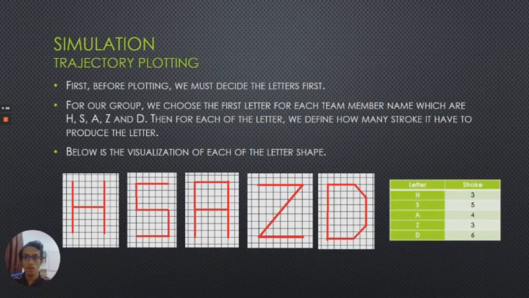Okay, so I will present to you about the simulation. First is the trajectory plotting. First we must decide the letters. For our group, we choose the letters H, S, A, Z and D. Then for each letter, we define how many strokes are needed to produce it. Below is the visualization of each letter shape, and this is the number of strokes for each letter.